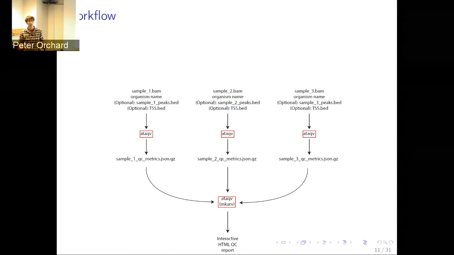ataqv is a basic command line tool. And the output of that is a human readable text file, but additionally, you get a JSON file. So that's kind of the machine readable component. And then actually, if you have multiple JSON files, because you've run it on multiple samples, you pass it to another part of ataqv, which is this little mkarv command. And that combines the JSON files from all of your samples and creates a single HTML viewer.